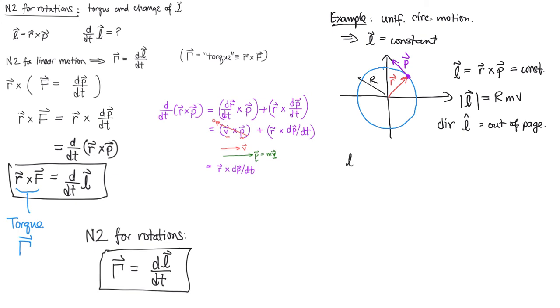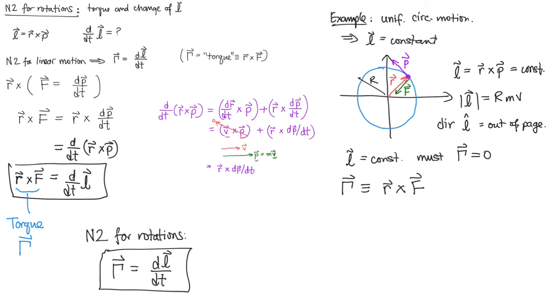If L is constant, it must be the case that the torque is zero. So let's verify that the torque is zero. Recall the torque is defined to be r cross F. We already know r, that's the position vector to the particle. What direction must the force point for uniform circular motion? Well, we know that for uniform circular motion, the net force is radially inward. So let's imagine that there's a force exerted on this point particle pointing toward the center.